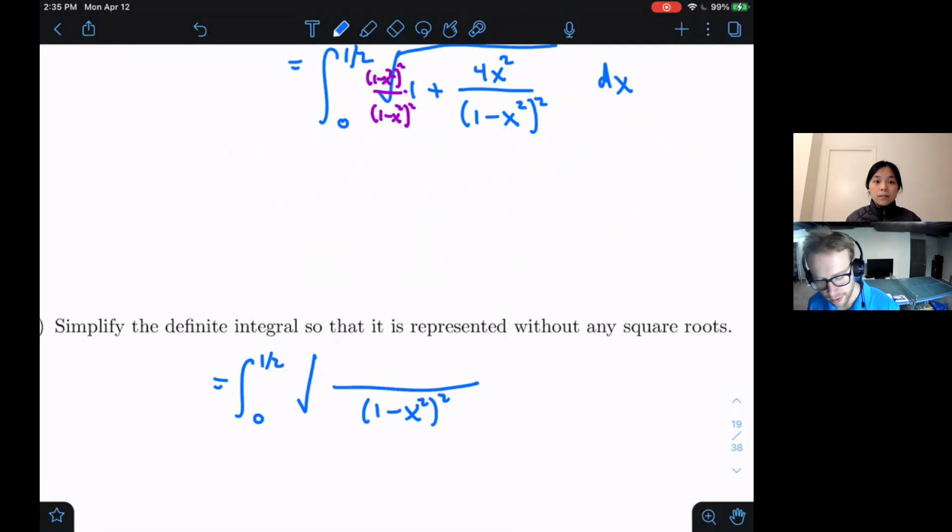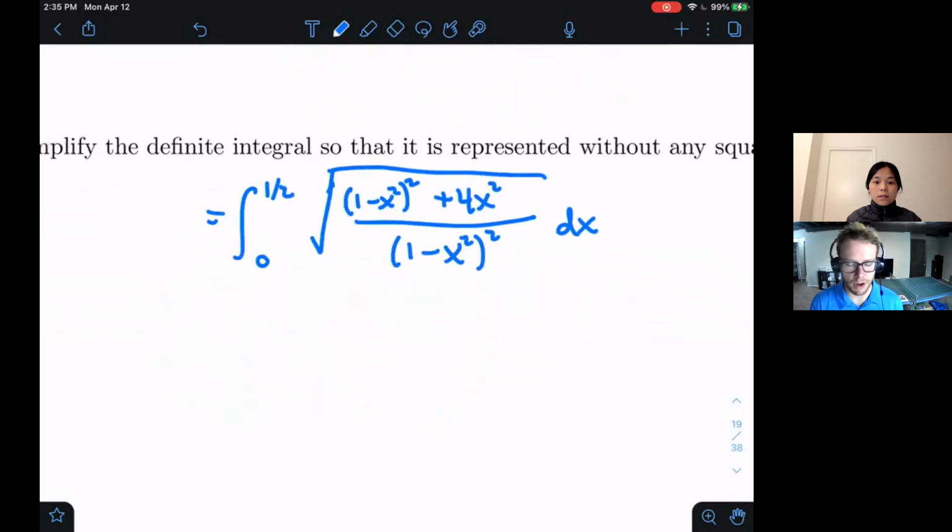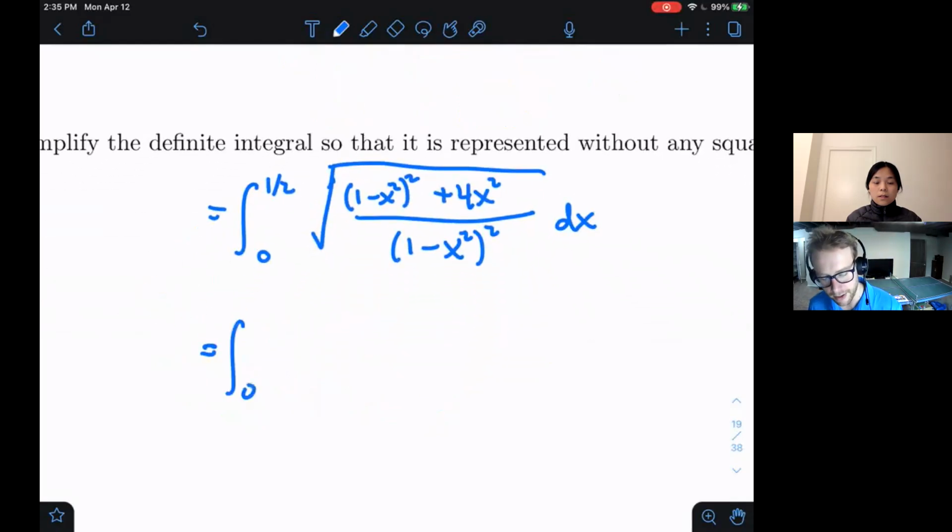Now in my numerator here, I have 1 minus x squared being squared plus 4x squared. So I'm still a little bit worried about my numerator. My denominator, I think we have under wraps. We can just go ahead and cancel out that square and that square root. And we're going to have this. So, okay, but what about the numerator?